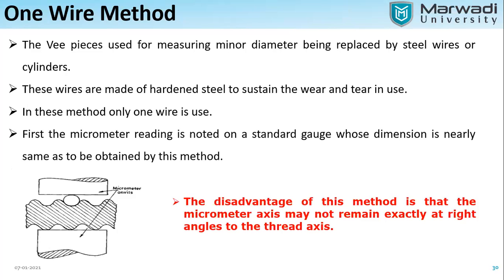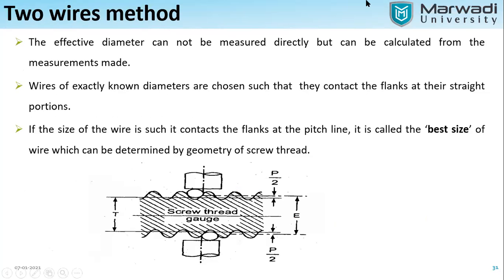Up to this point, if you have any query, you can ask. Otherwise, now we go to the important method, in which there will be a derivation. It is a theoretical method to check the effective diameter of a screw thread. Is there any query from your side? Okay, now we are going to the next method, which is the two wire method.